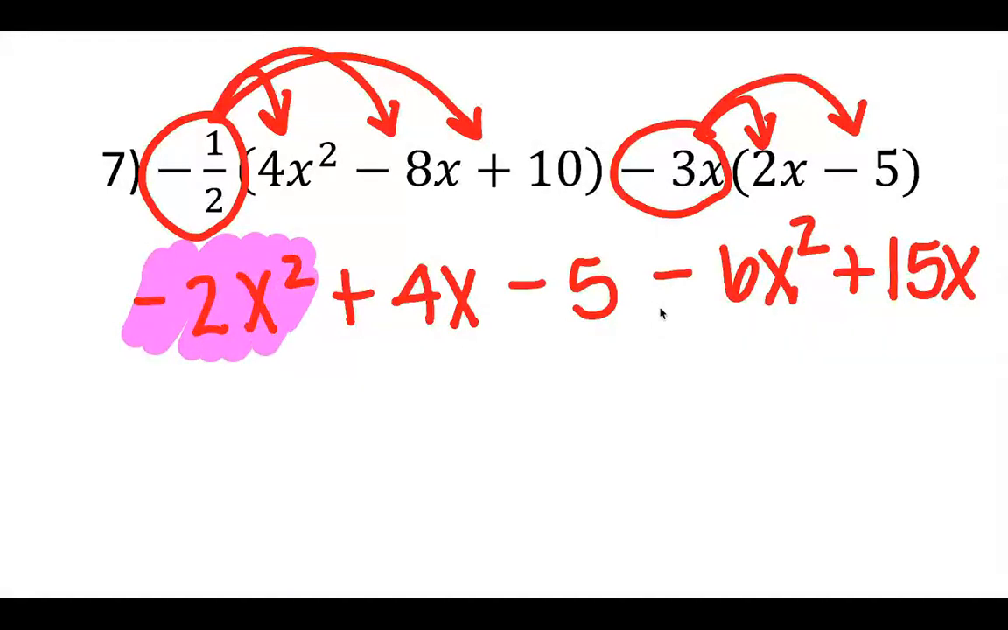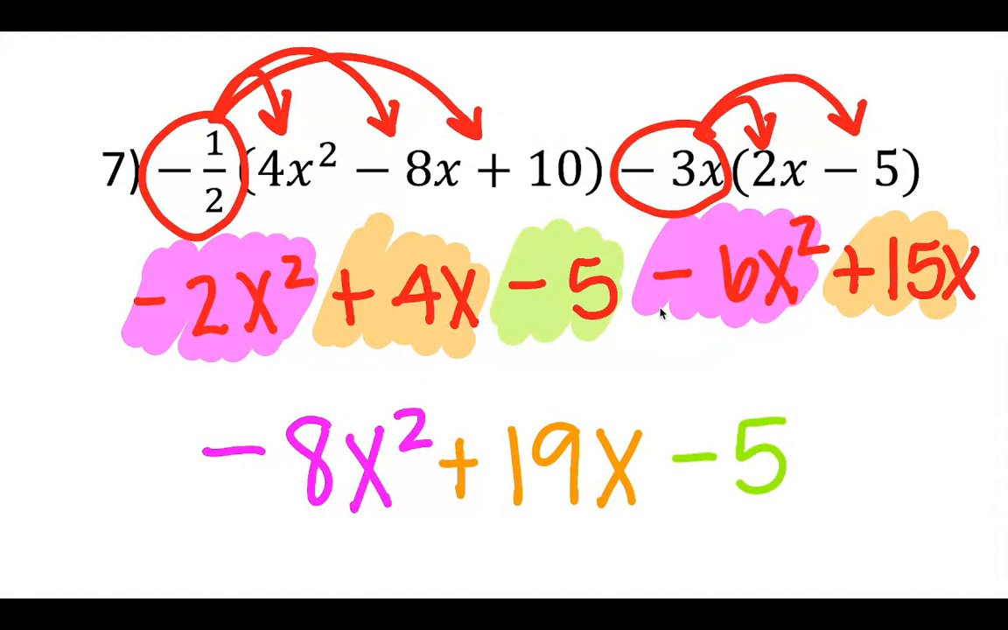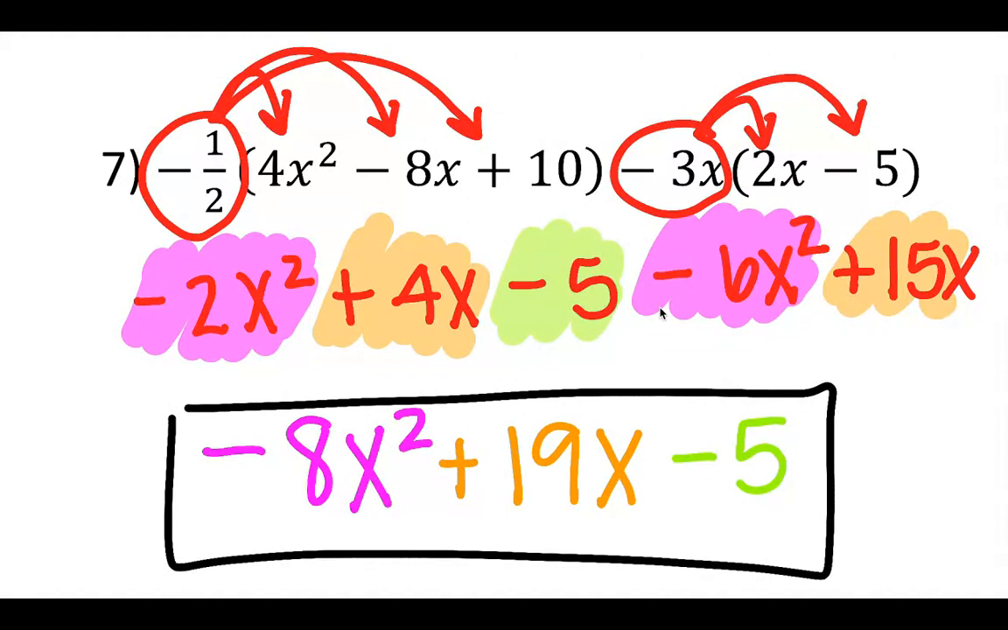Okay, now I can start combining my like terms. I've got the x squareds, and I've got the x's, and then I just have one constant, the negative 5. So negative 2x squared minus 6x squared would be negative 8x squared. 4x plus 15x is 19x. And then I bring down that negative 5. And that would be my final answer. Hopefully you got it, and if you didn't, hopefully it was just a simple mistake and you know the process.